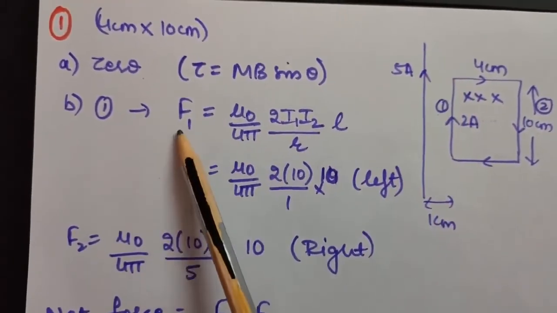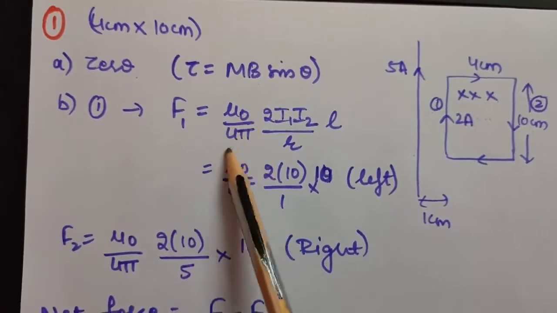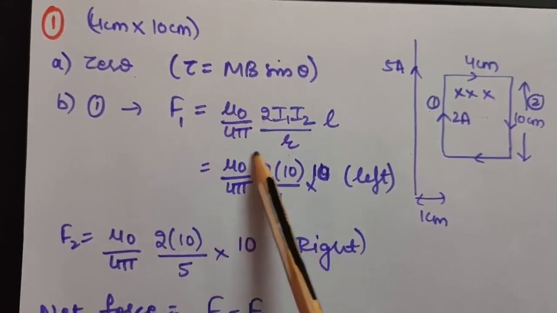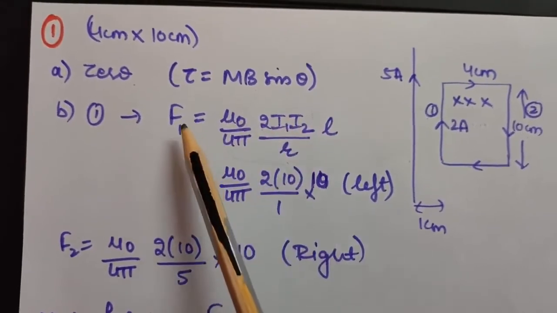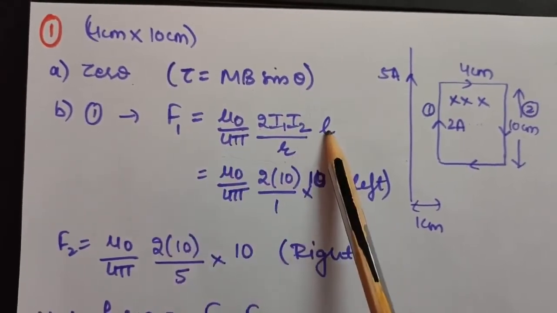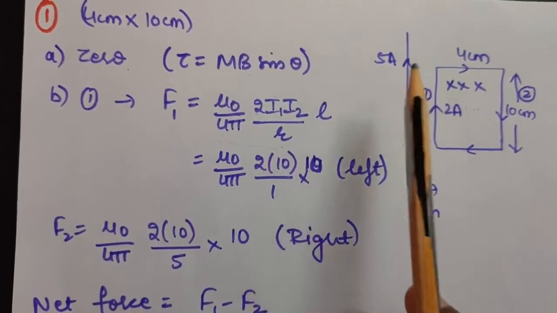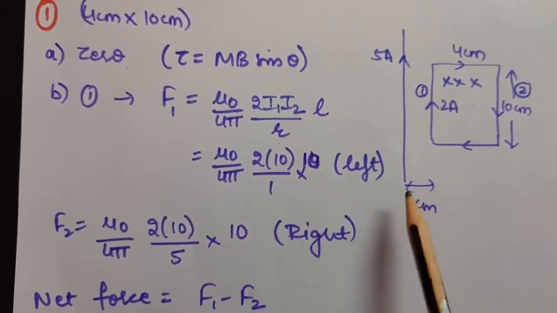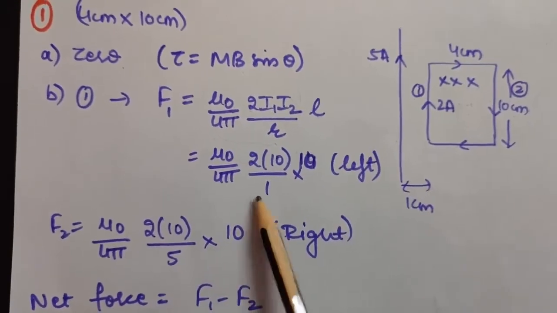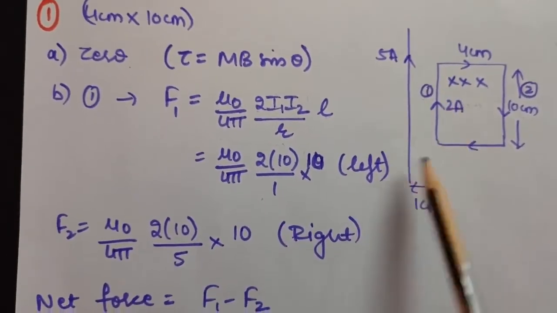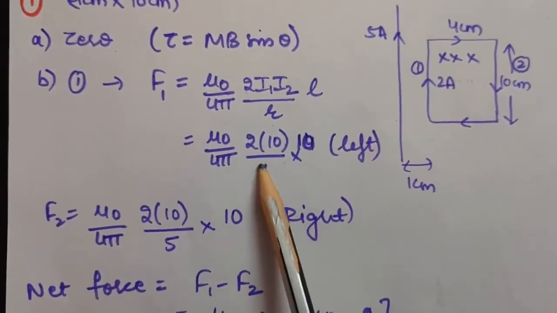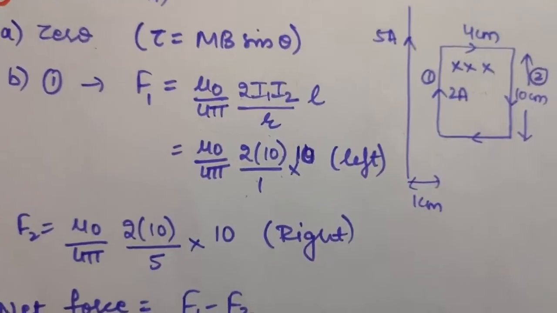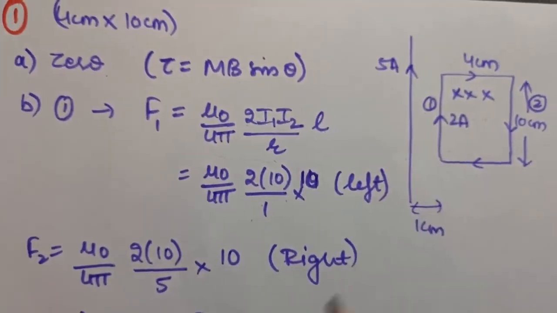For side number 1, the formula will be mu naught upon 4 pi into 2 I1 I2 by R into L, because this is the formula of force per unit length. I am calculating force, so I am multiplying it by L as well. I1 and I2 are 5 and 2, so that will be 10. R is given to be 1 centimeter and L is 10 centimeter, right? So this is your F1 and obviously it will be towards left. To see the direction, you can use your right hand palm rule.